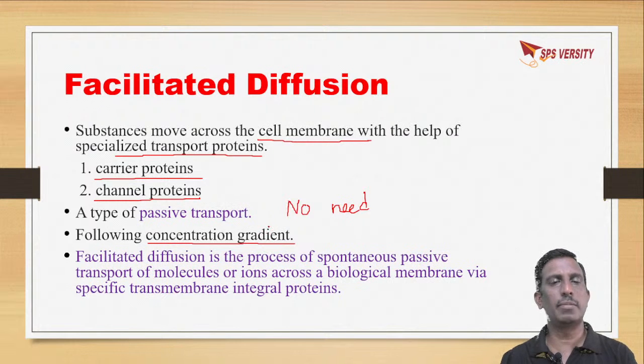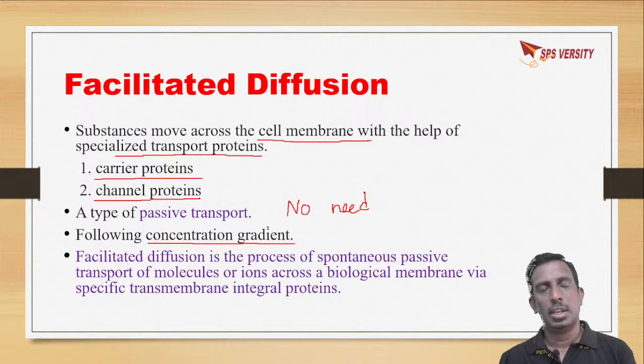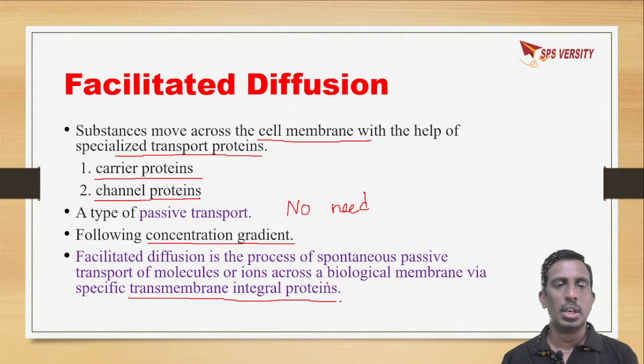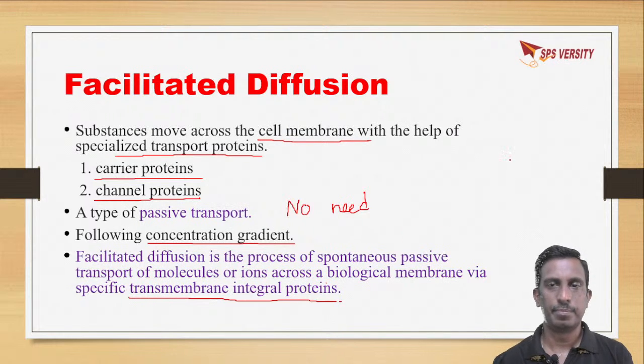So फैसिलिटेटेड डिफ्यूजन में the movement of molecules across the cell membrane through specialized transport proteins. A specialized transport proteins ये plasma membrane में रहता है. So these specialized transport proteins are present in plasma membrane.